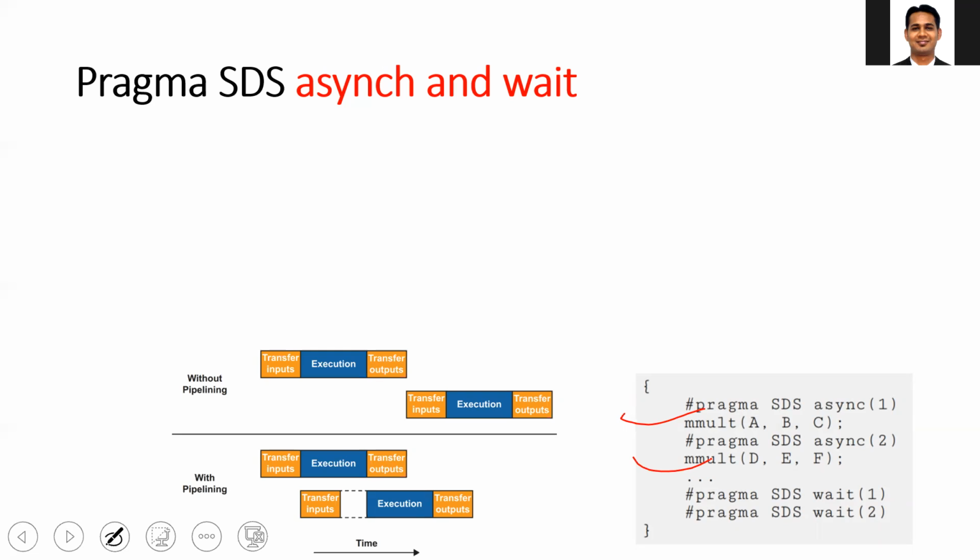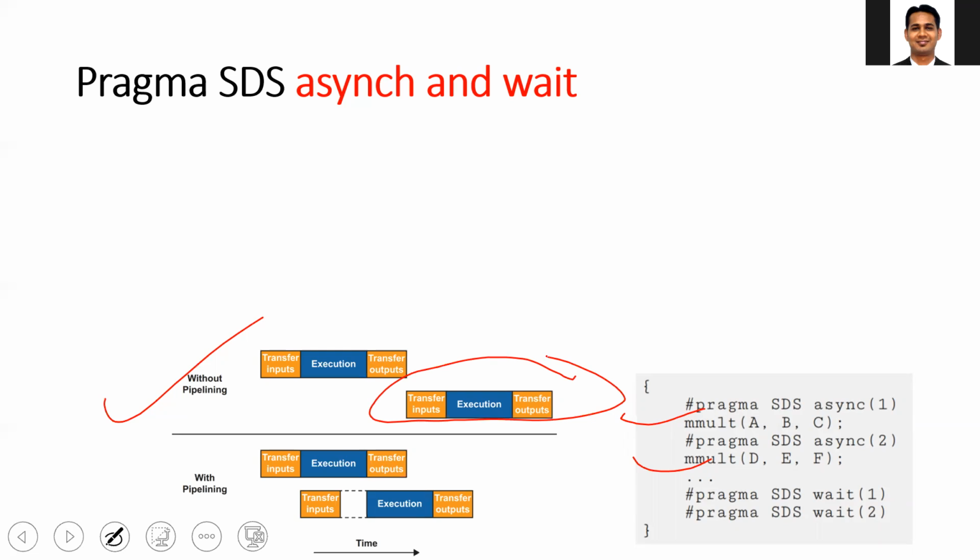So this is different from the SDS resource, where we were using two different IPs. Here I'm using a single IP and I'm calling that IP two times. Now, if you don't use the async pragma, what will happen? You need to send A, then you need to send B, then the operation will happen on A into B and you get the output C, which will be transferred back to the memory. And after that only your next operation will start, which is D into E is equal to F.